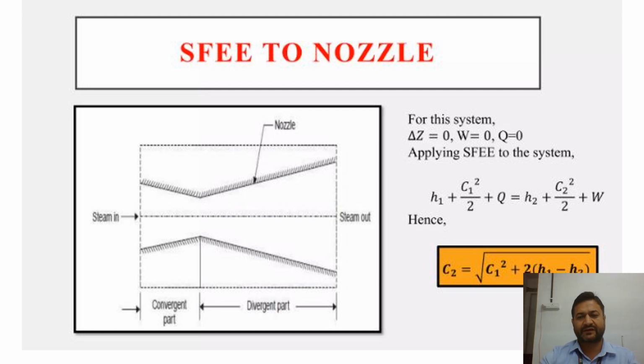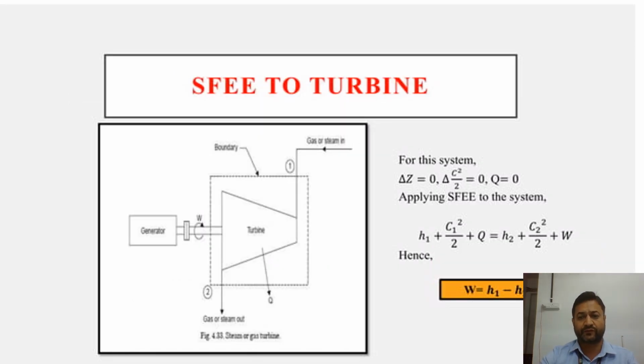In this manner we are going to get the velocity at the exit, C2 or V2, whatever you want to write. C2 will be in this manner. By arranging these things we are going to get the value of velocity at the exit for a nozzle and also for a diffuser.